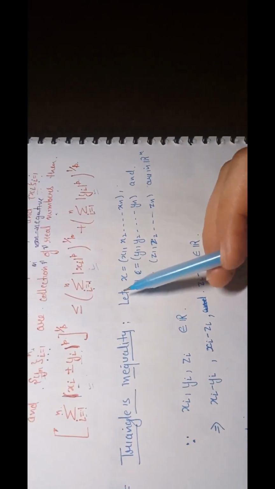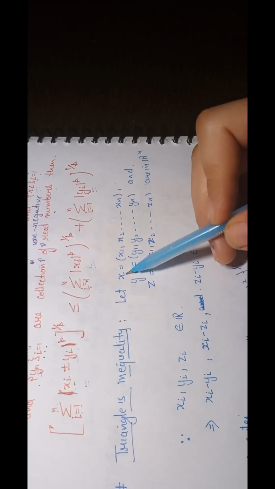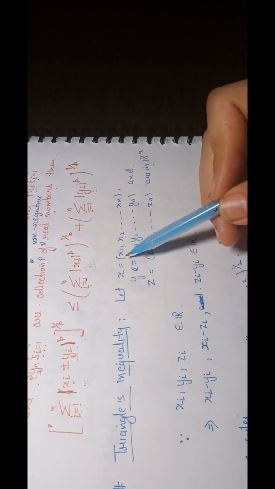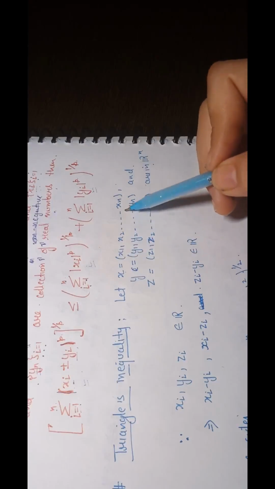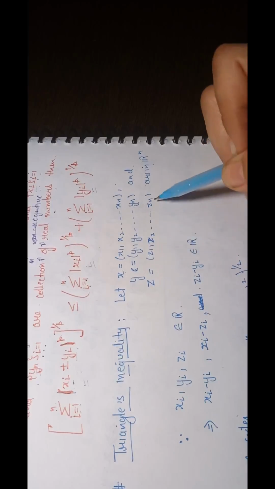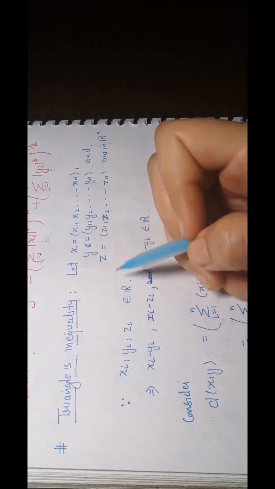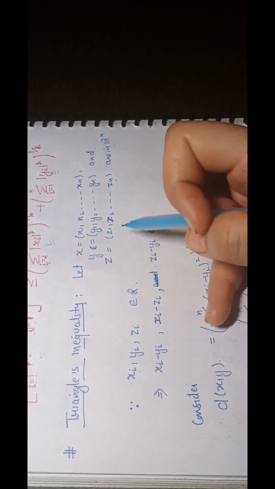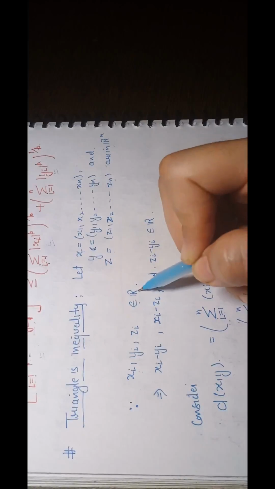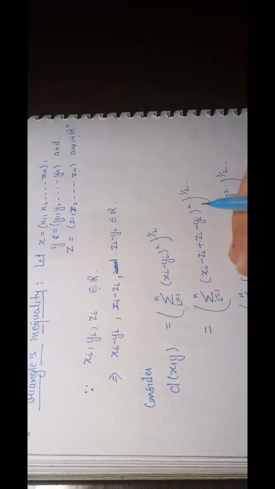So in the triangle inequality, let us consider three elements from Rn. So x, y and z belong to Rn. How does an element of Rn look like? X looks like x1, x2 up to xn. Similarly, y is y1, y2 up to yn. Similarly, z is z1, z2 up to zn. Where each xi, yi and zi belongs to R for every i running from 1 to n. Now since xi, yi and zi are all from R, their difference is also from R.